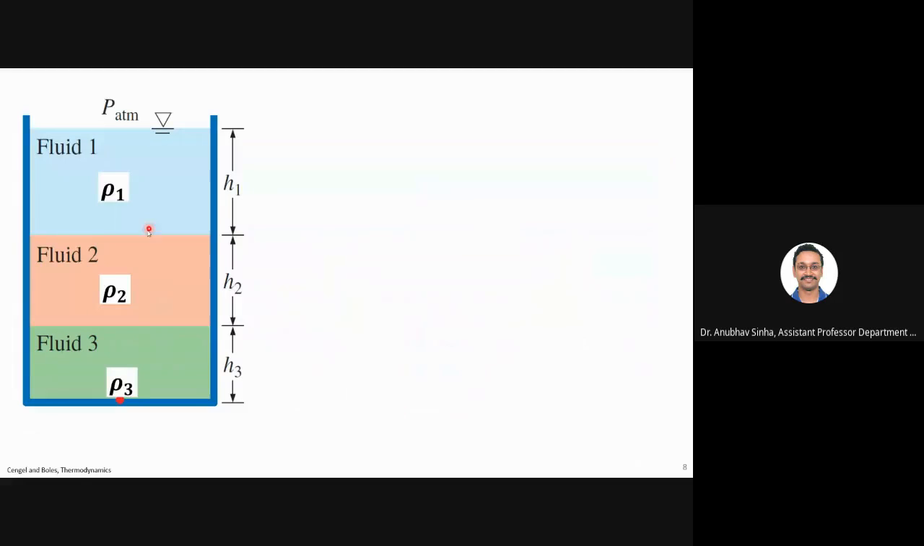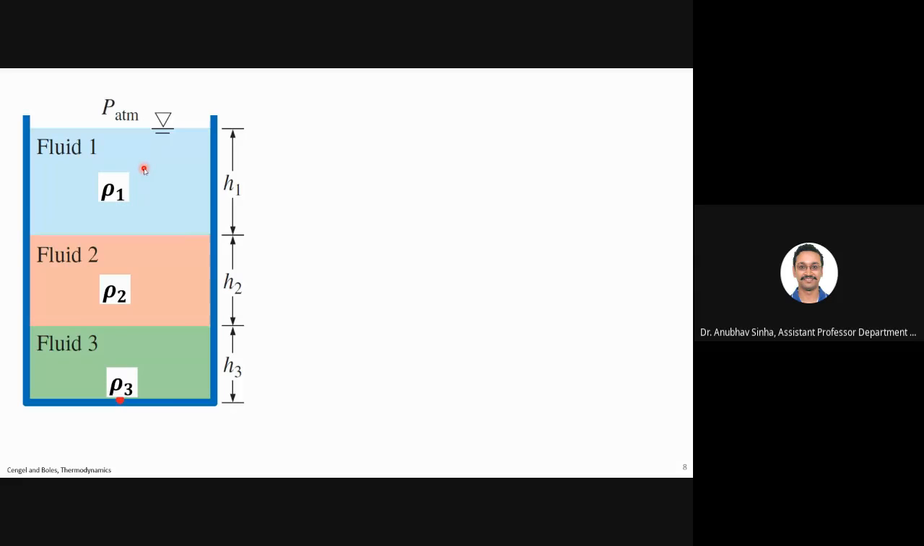Let us say I have a beaker with 3 fluids of different densities, rho 1, rho 2, rho 3, and different heights of the column, H1, H2, and H3. This is subjected to atmospheric pressure. This symbol actually denotes the free surface. Free surface means that it is seeing the atmospheric pressure. There is no other external pressure applied. It is just subjected to atmospheric pressure. Fine.